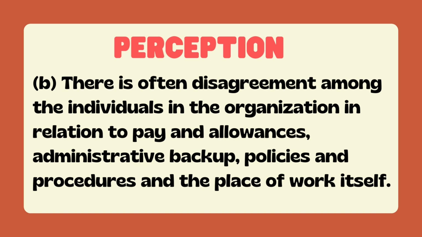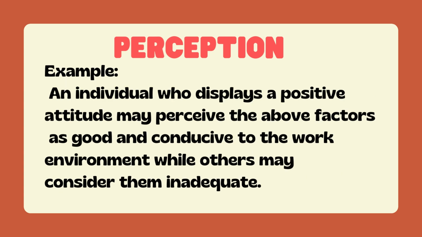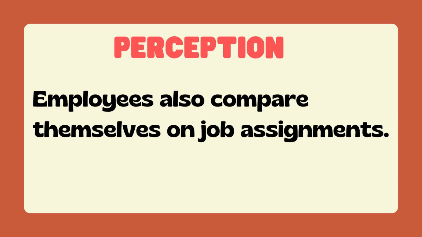Another view of perception, for the second example: there is often disagreement among the individuals in the organization in relation to pay and allowances, administrative backup, policies and procedures, and the pace of work itself. An individual who displays a positive attitude may perceive the above factors as good and conducive to the work environment, while others may consider them inadequate. Employees also compare themselves on job assignments.